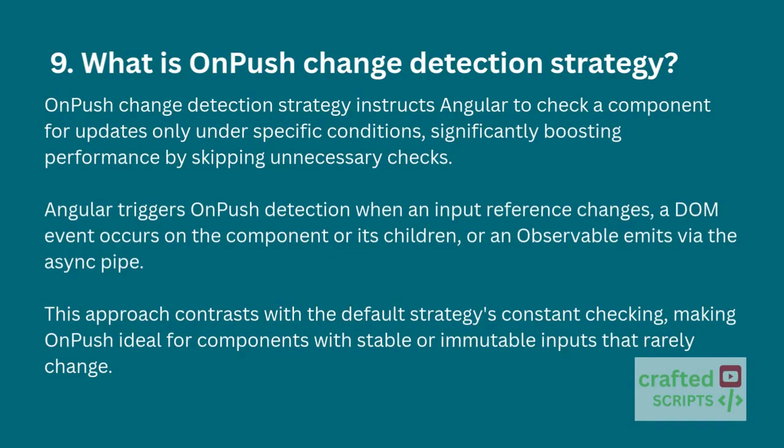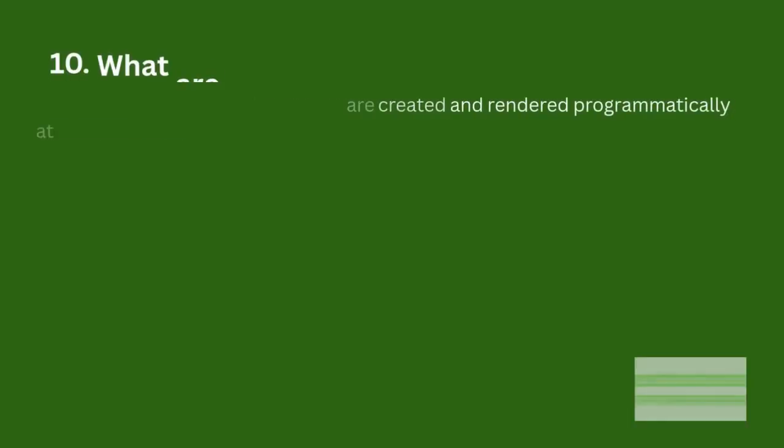This approach contrasts with the default strategy's constant checking, making OnPush ideal for components with stable or immutable inputs that rarely change.